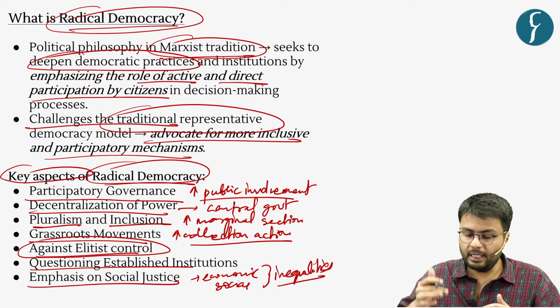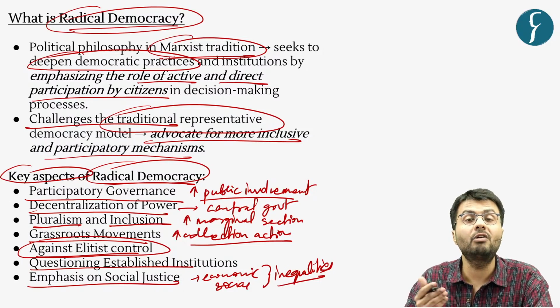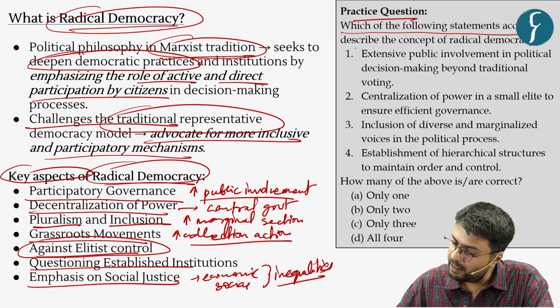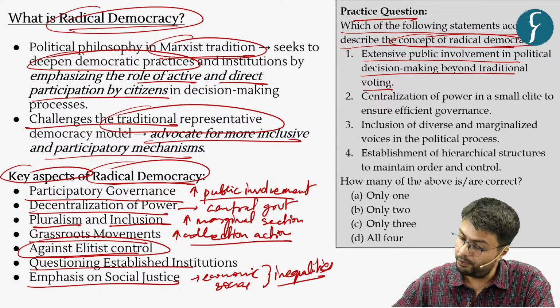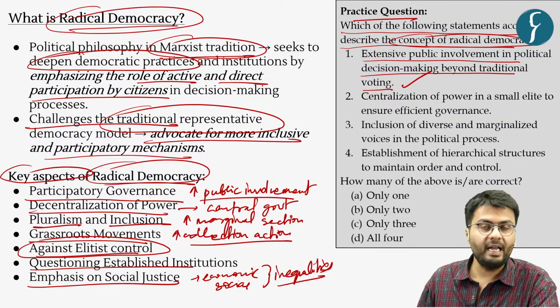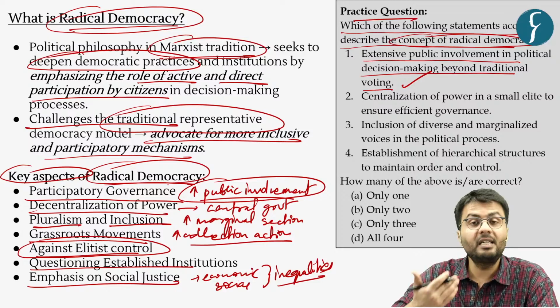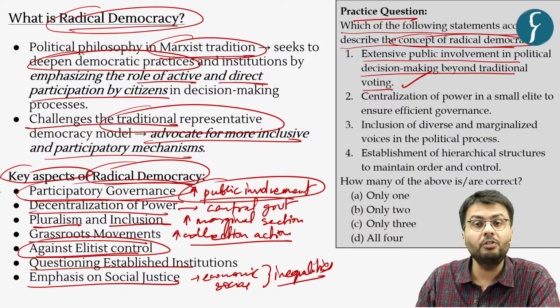Understood? So these are the key aspects of radical democracy, and based on this information, let us now solve the practice question. Now, which of the following statements accurately describe the concept of radical democracy? The first statement, extensive political involvement in political decision making beyond the act of traditional voting, which is correct because I've already highlighted that radical Democrats promote extensive political involvement in order to make governance more participatory.